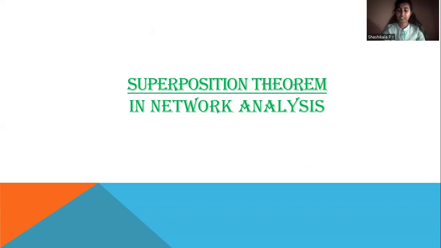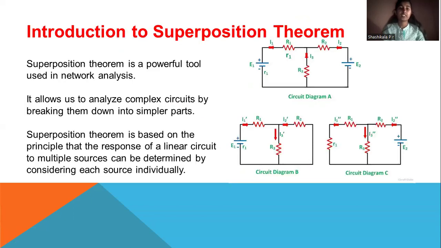Superposition theorem in network analysis. Firstly, let us see the introduction to superposition theorem. It is a powerful tool used in network analysis. It allows us to analyze complex circuits by breaking them down into simpler parts. That is, it is used to analyze complicated circuits, which can be broken into simpler, easier parts.